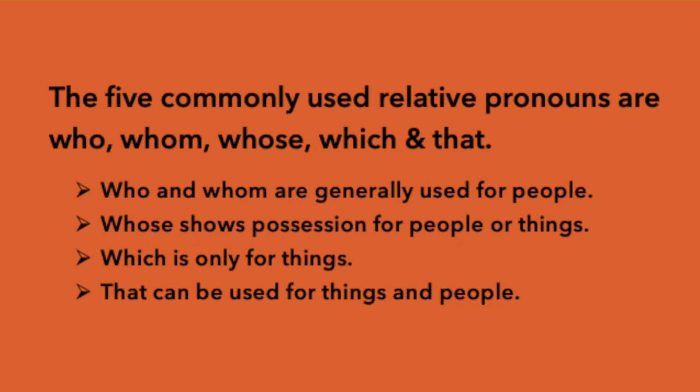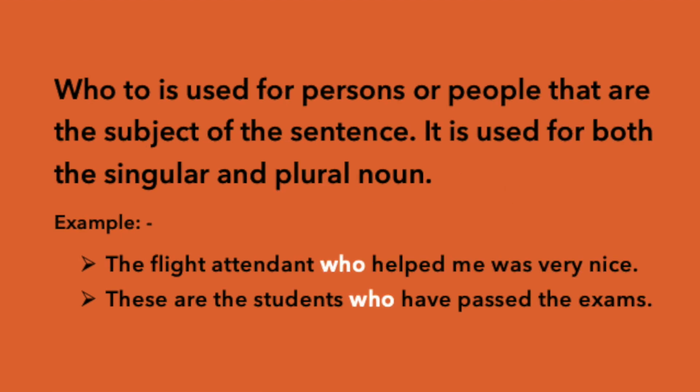There are five most common relative pronouns. They are who, whom, whose, which, and that. Who and whom are generally used for people. Whose shows possession for people and things, which is only for things, and that can be used for things and people.